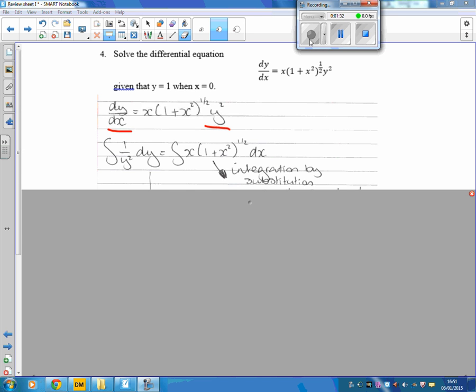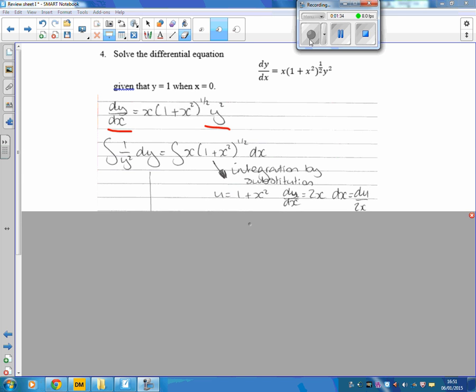Let's make the thing inside the brackets u, and then, as usual, we differentiate that. So du by dx, differentiating x squared makes 2x, and rearranging it for dx, multiplying up by dx on the right, divided by 2x, gives me this. Okay, let's substitute all those things in.